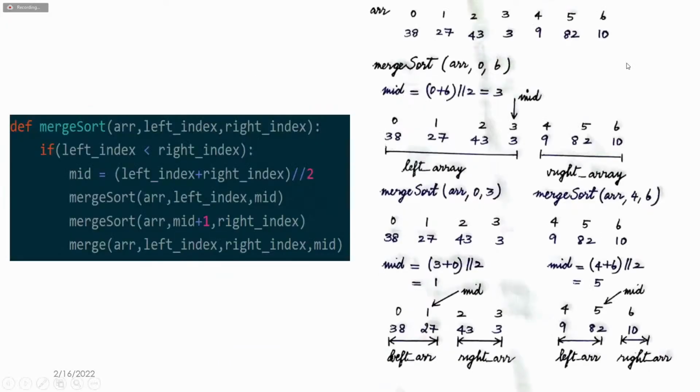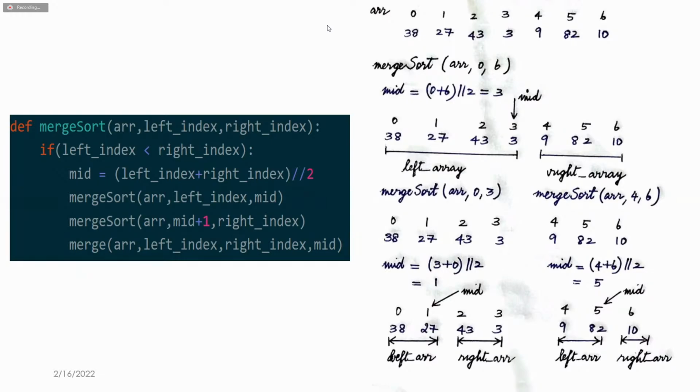Okay, so moving on, let me explain how this merge sort code is going to work. This is the function definition, called merge sort, and here I'm using a recursive technique. We are passing the array, the left index and the right index as arguments. We check if the left index is less than the right index, and if so, we compute the mid value and split them into two arrays.